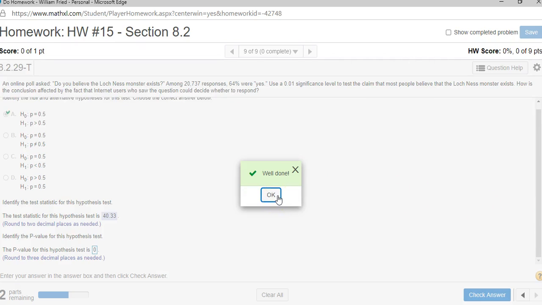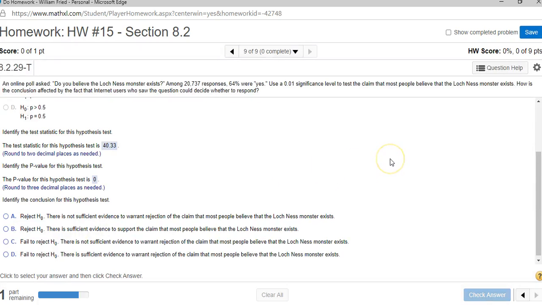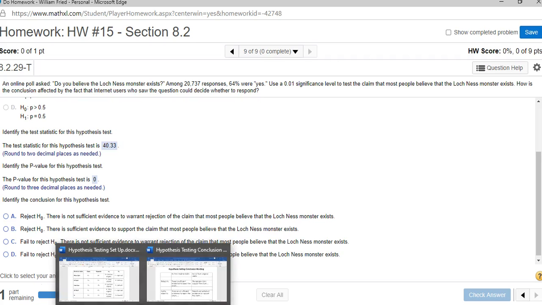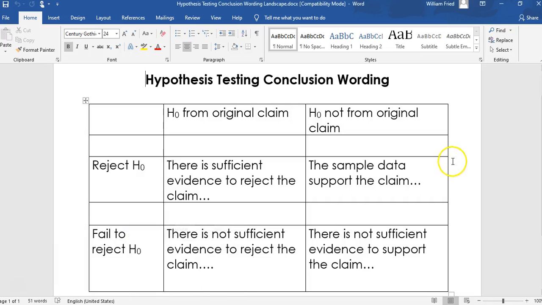Okay, so now, let's see, what is it? It must ask for the conclusion. Okay, yeah. So the conclusion is we reject H null because the p-value was 0, less than the significance of the test, 0.01. And then I can go back and check on the wording chart. Here's the wording chart. So we're rejecting H null. And if you remember from the beginning, we said that H null was not from the original claim. So reject H null, not from the original claim. That's this one. The sample data support the claim.